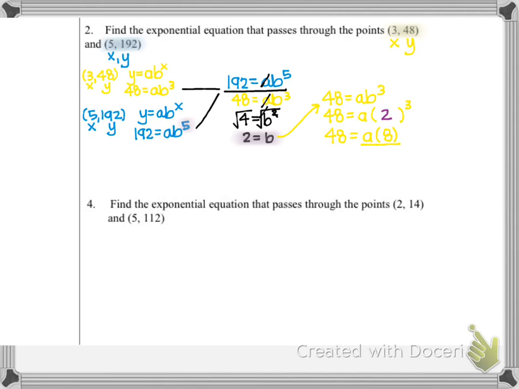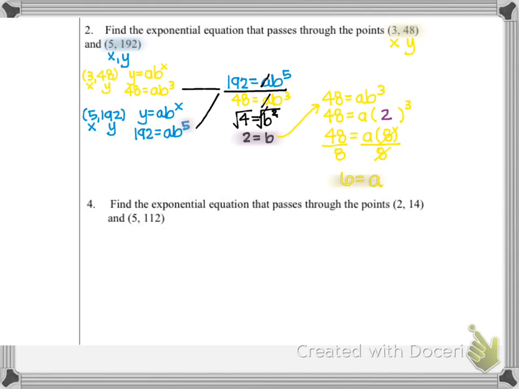I know to get rid of multiplication, I'm going to do division. The 8's are going to cancel. When I divide, it looks like A is equal to 6. So now I have my other piece of information that I need for the equation. So there's my A.